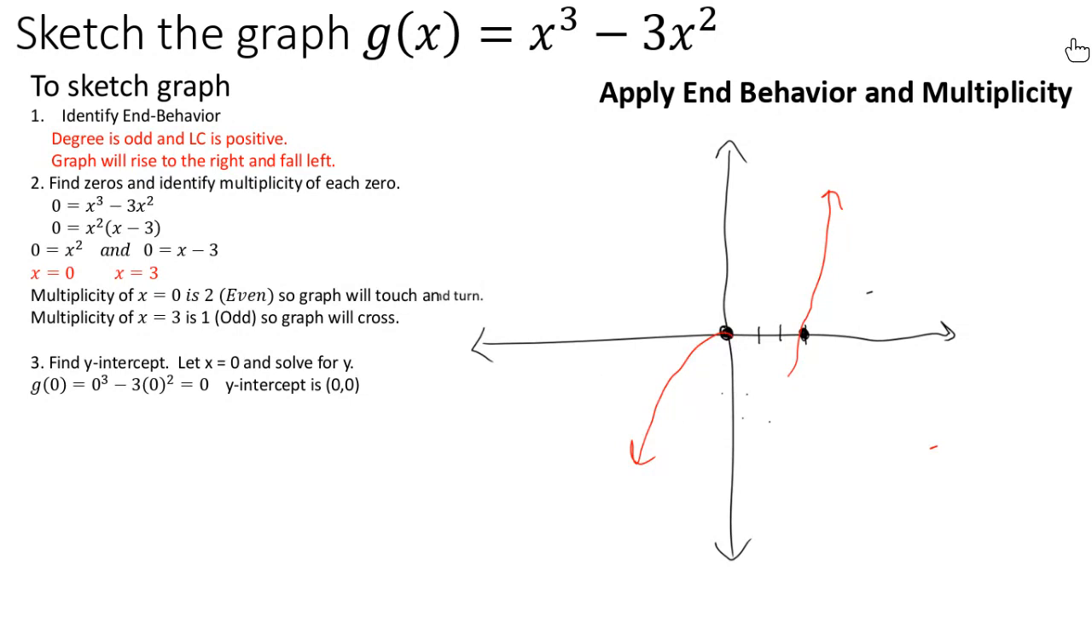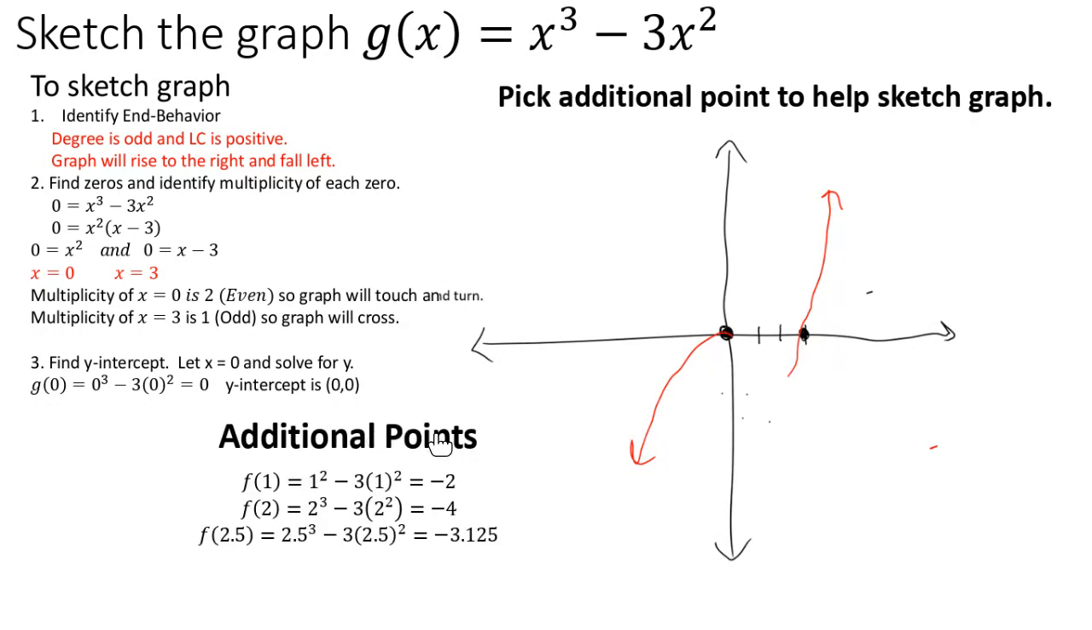And then the multiplicity tells me that at x equals 0, the graph is going to touch. So I'm just going to touch and turn here, so you can barely see my arrow here. And then for 3, it's going to cross. So I have my whole line crossing through here. But I don't know what's going to happen down here. And so that's where additional points will be helpful.